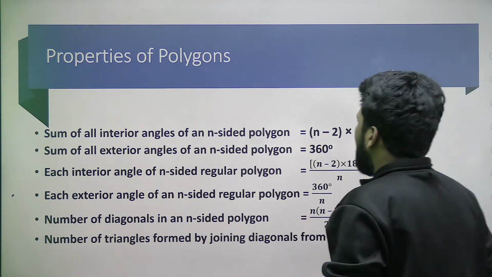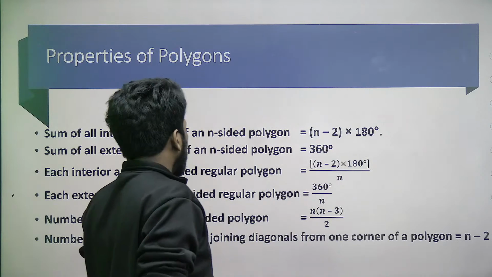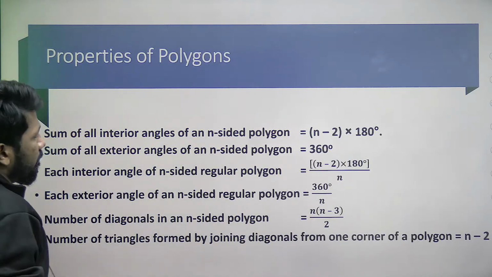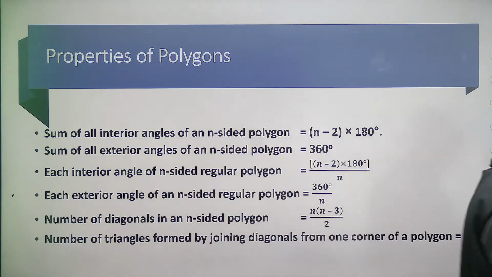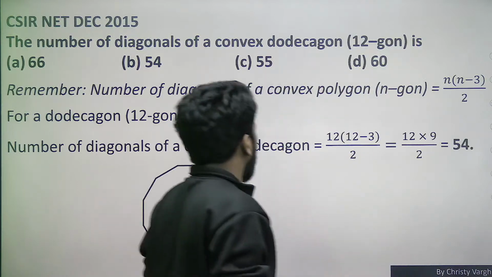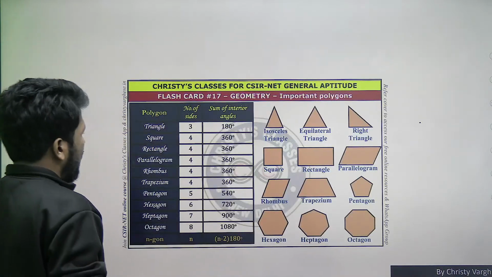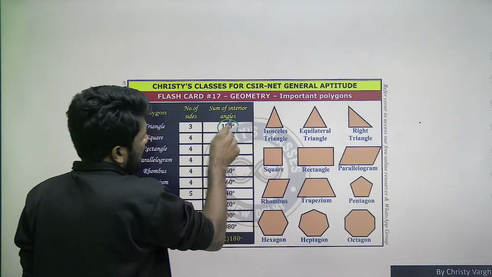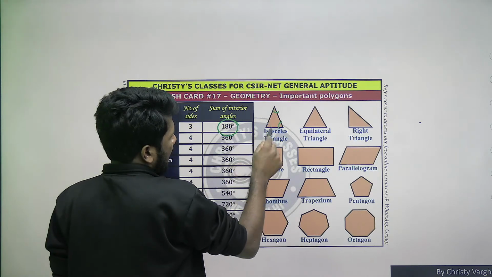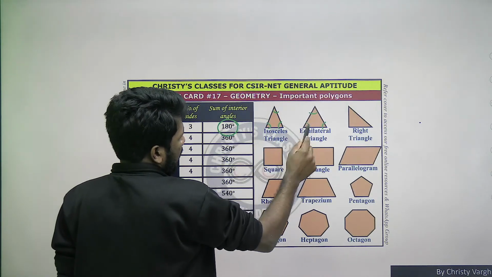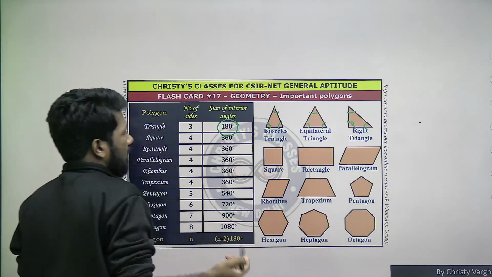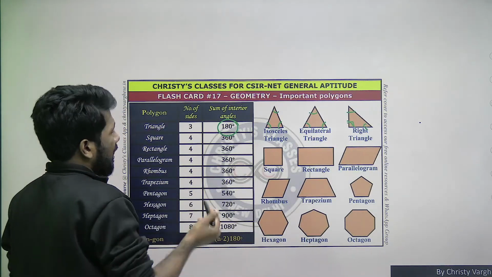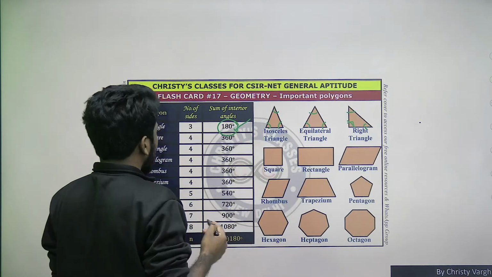Sum of all interior angles of an n-sided polygon, sum of all exterior angles of an n-sided polygon. What does that mean? Interior angle and exterior angle. Interior angle, I think all of you remember, for triangle you have learned, right? Sum of interior angles is 180. These angles added, whatever type of triangle it be, sum of interior angles will definitely be 180. So for a triangle the sum of interior angles is 180.